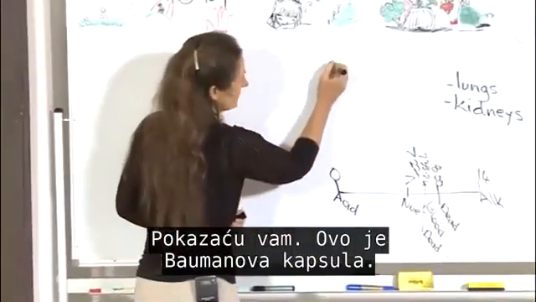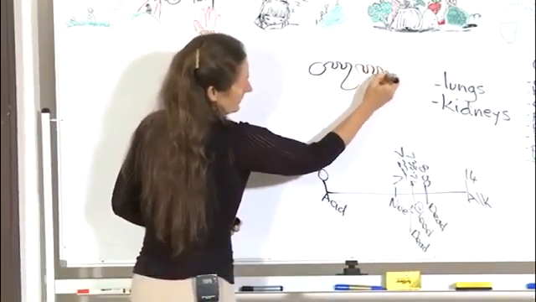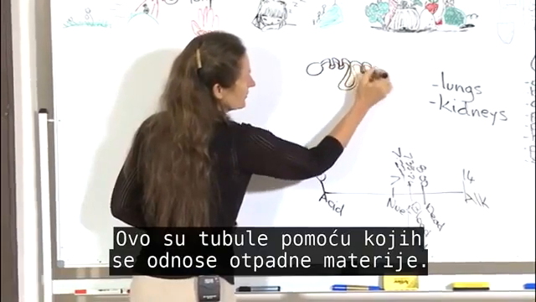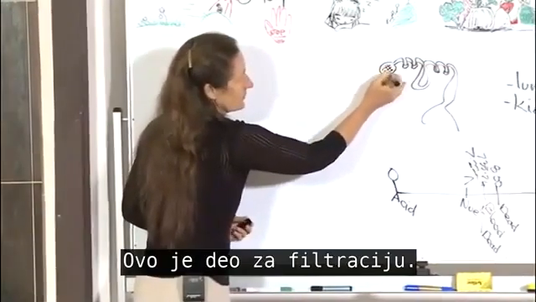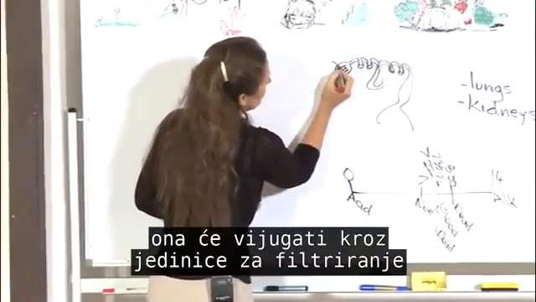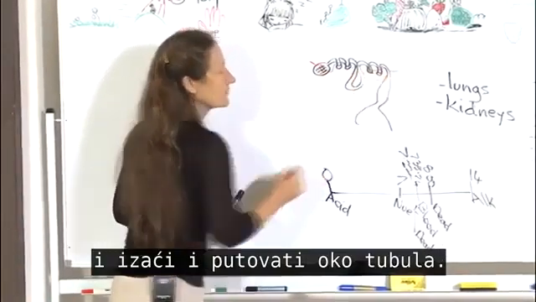Let me show you. This is the little Bowman's capsule. We drew it the other day, the little filtering unit. And there are 1 million in each kidney. These are the tubules where the waste is taken away. There's the filtering units. So the blood goes in. The blood weaves around the filtering units and comes out, and it weaves around the tubules.